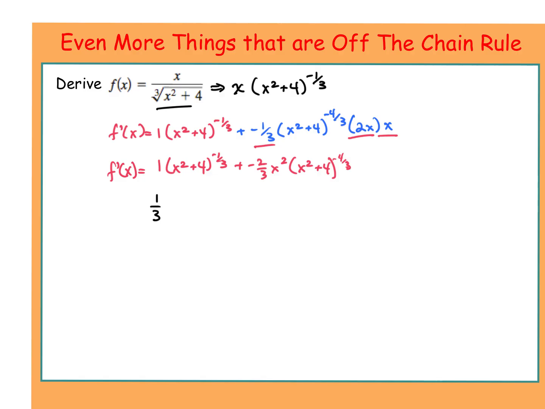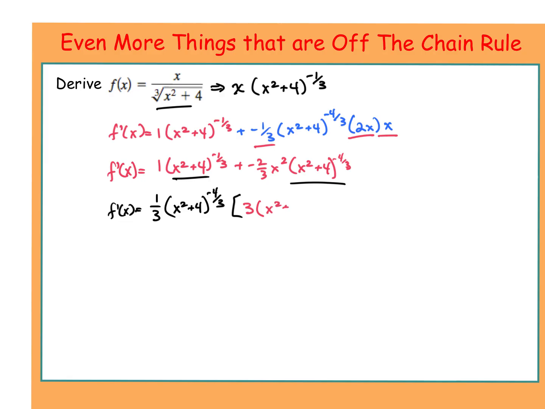All right. And so now when we look at these, I want my least power. And so what's my least power? Negative 4/3. So now I'm going to factor out this x squared plus 4 to the negative 4/3. And so now let's talk about what's left. And so I took out a 1/3 from a 1. So what am I left with? A 3. And then I took out an x squared plus 4 to the negative 4/3 from a negative 1/3. So again, guess what I'm left with?